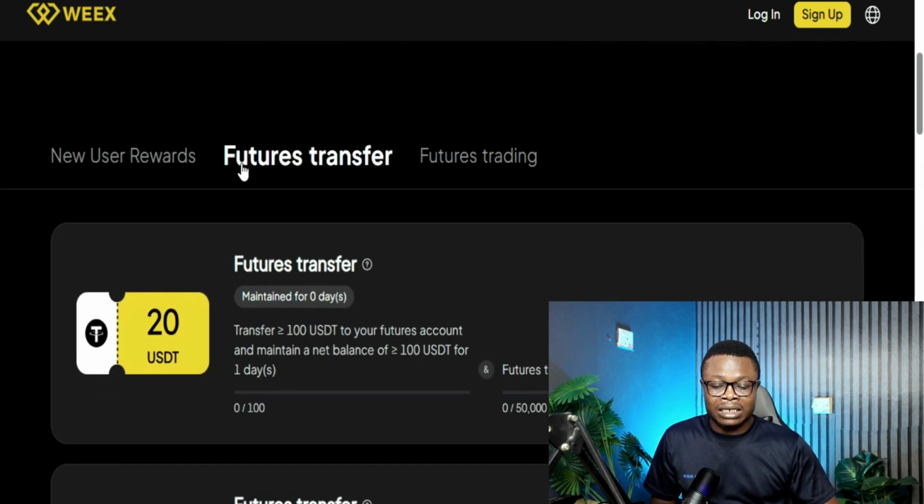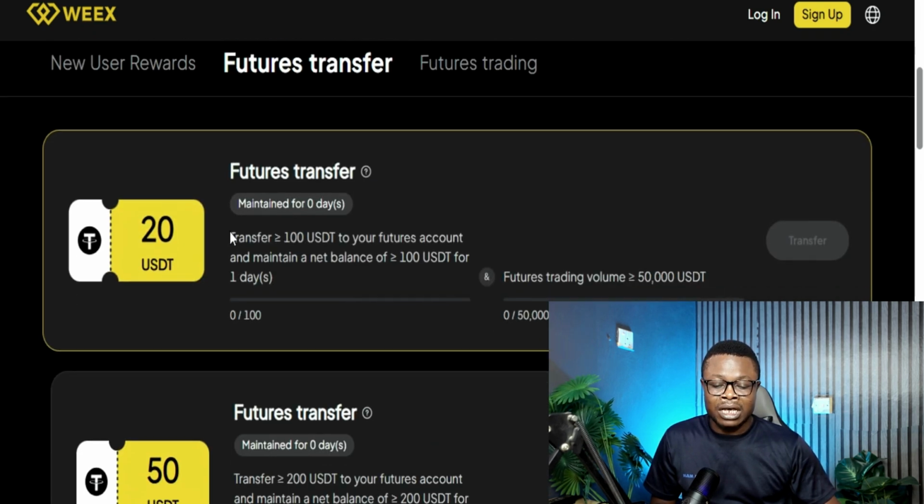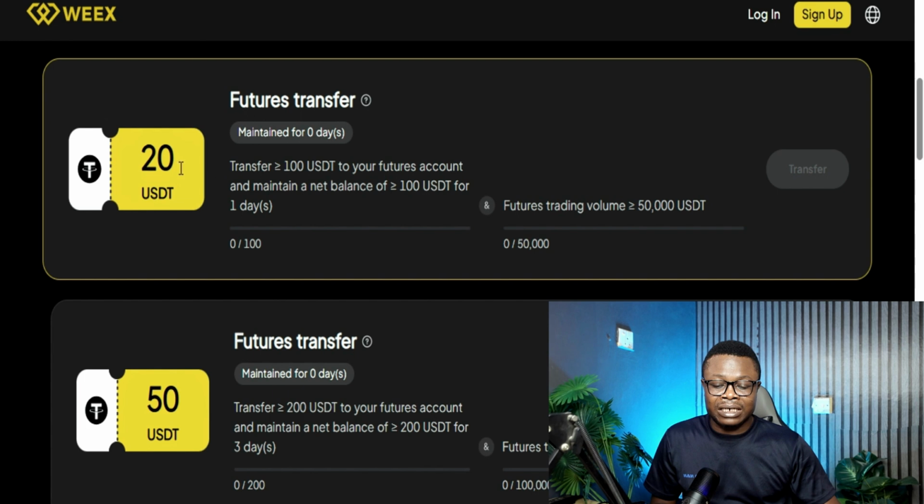So if you come down here to the futures transfer option, right here, you can actually deposit $100 and then transfer that $100 into your futures account. Okay, transfer the $100 into your futures account and don't touch this. Don't touch this for a whole day. And with a trading volume of about $50,000, you can claim 20 USDT for free that you can use to start up your trading journey.